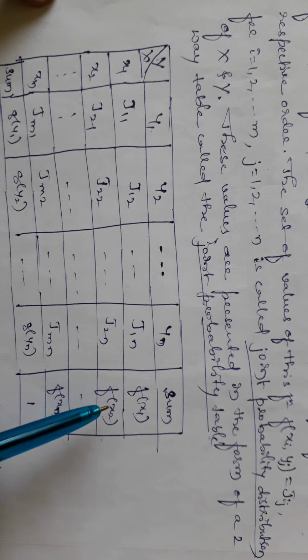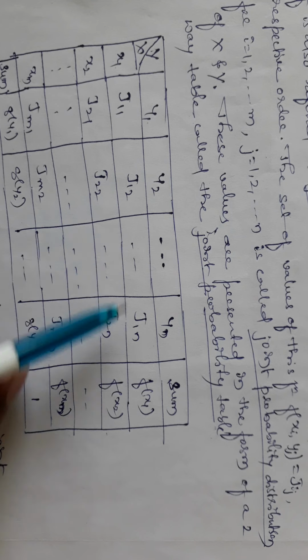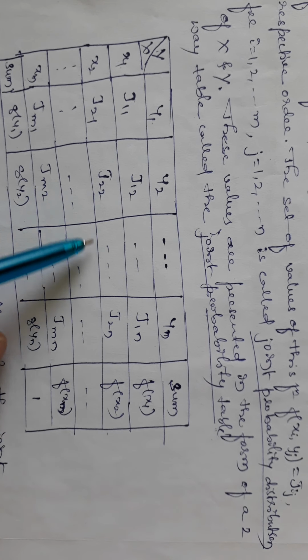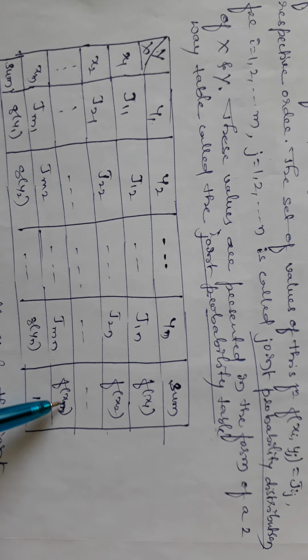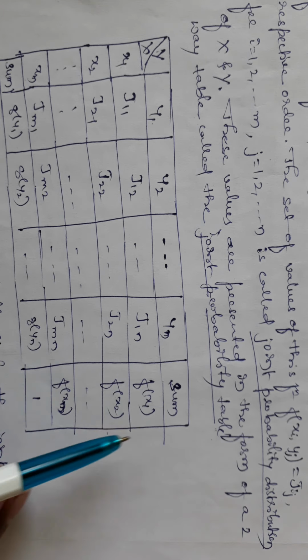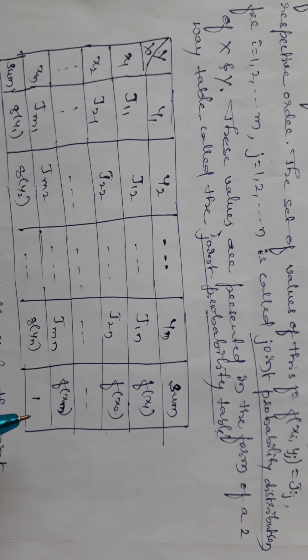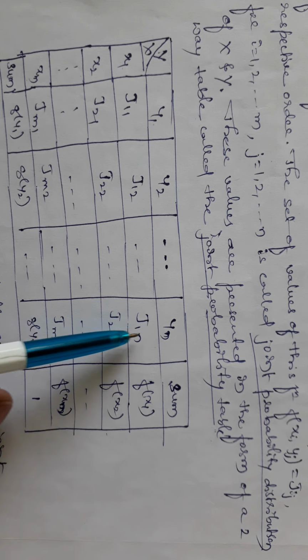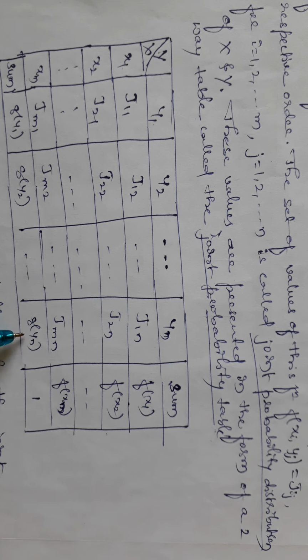Now we can calculate the sum of each row and the sum of each column. Here the sum of the first row I call f(x1), the sum of the second row f(x2), and so on up to the sum of the mth row, f(xm). The sum of these row values is equal to 1. Similarly, I can calculate the sums of the column values. The first column sum I call g(y1), the second column sum g(y2), and so on up to the sum of the nth column, g(yn). The sum of these column sums is equal to 1.